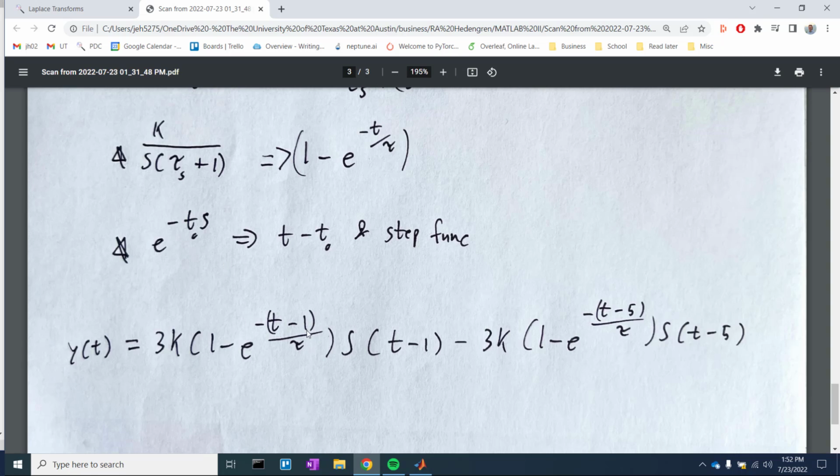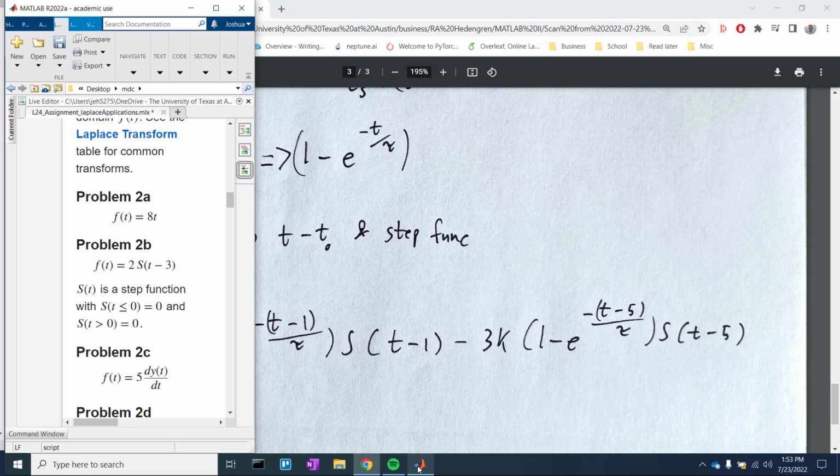Here's that t minus tau naught, and here's the t minus tau naught, and then the step functions you'll see right here. So y of t is equal to 3k times (1 minus e to the negative... it would be t over tau, but it's (t minus 1) over tau because of our step function. And then the step function, t minus 1. And then similarly, negative 3k, and then our step function is 5, so we have a 5 instead of 1 here and here.